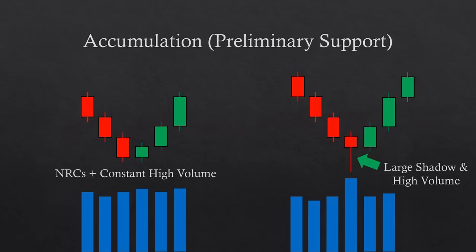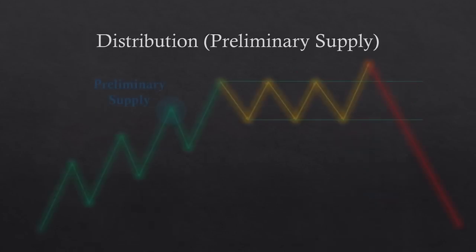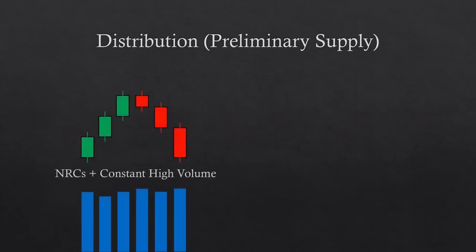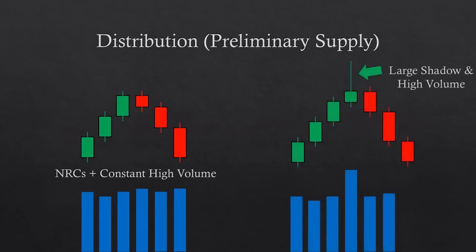In the distribution, the rationale is the same but upside down. The preliminary supply occurs when the uptrend is still in effect, so it's usually not the highest point in the trend. It's just a first appearance of large, well-informed traders starting to absorb demand. The preliminary supply will appear mainly in two forms, either as a set of narrow range candles with constant high volume across them, or as a candle with a prominent large shadow and high volume.